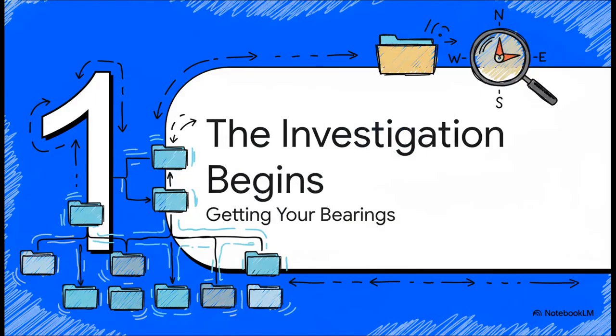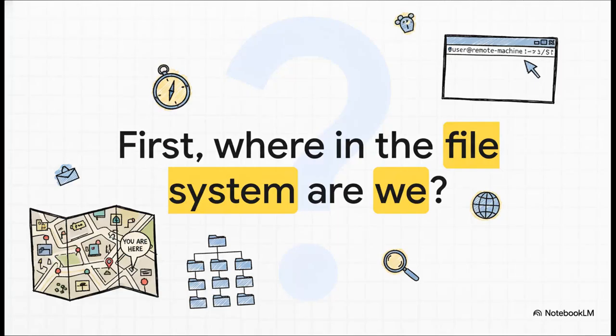Okay, so every good investigation has to start somewhere, right? Our first couple of questions are super simple. Where exactly are we and what's around us? Before we can find the problem, we have to get our bearings in the server's file system. So, first things first, we need to figure out exactly where we are in this maze of directories. It's kind of like looking for that "You Are Here" sticker on a mall map. We need our starting point.